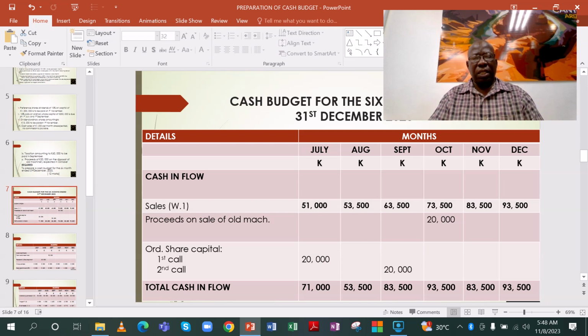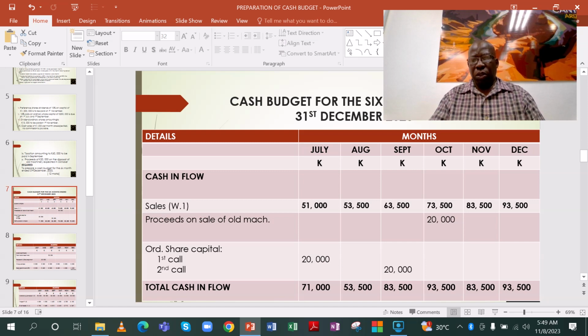So we add for each month or each period to find the total cash inflow. So when you add 51,000 to 20,000, I'll get 71,000. We add 53,500 to, you have nothing here, so it will still be 53,500. We add 63,500 to 20,000, we are going to expect a total in the month of September of 83,500. The same applies to October, November, and December. We simply add the items under that column to get these totals. So that forms the total cash inflow per period, in this particular case per month.